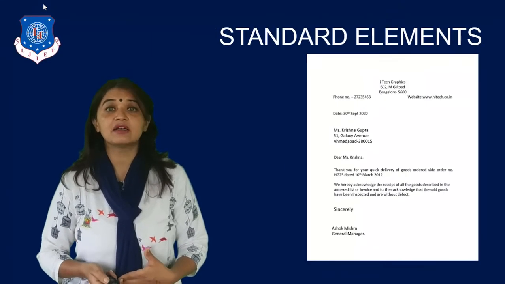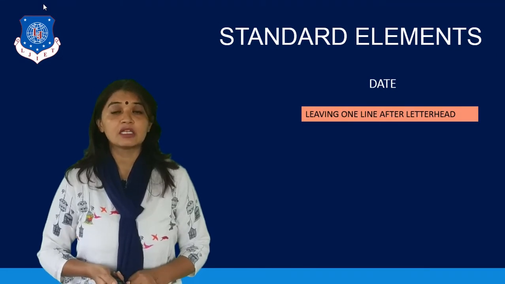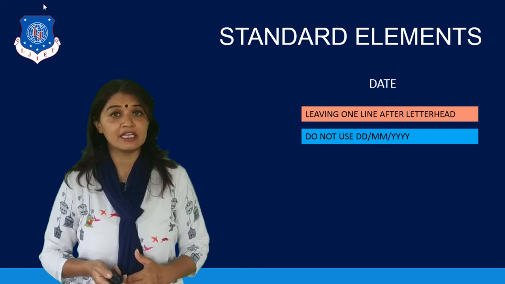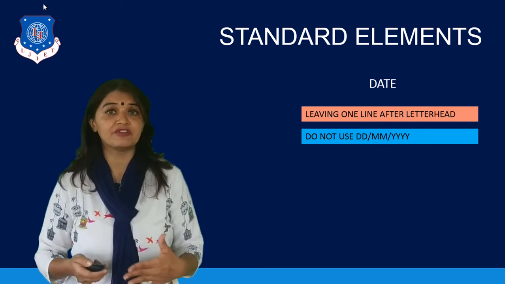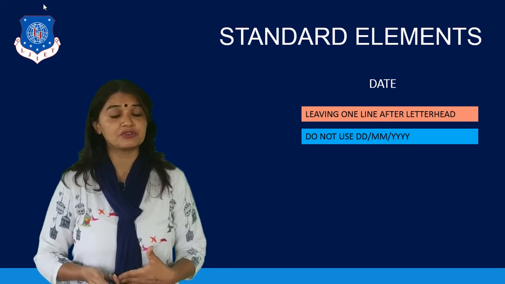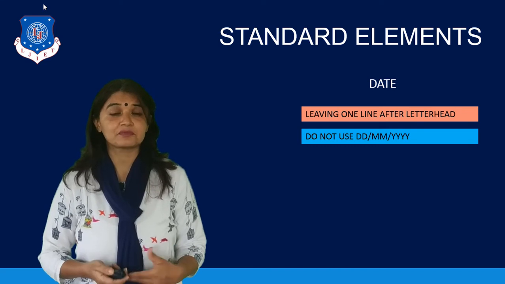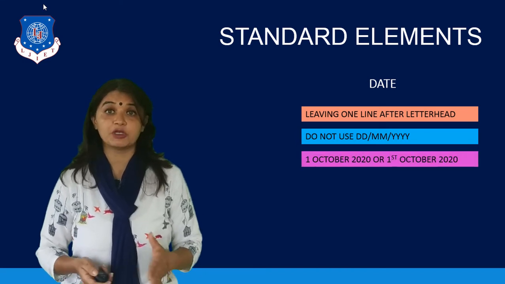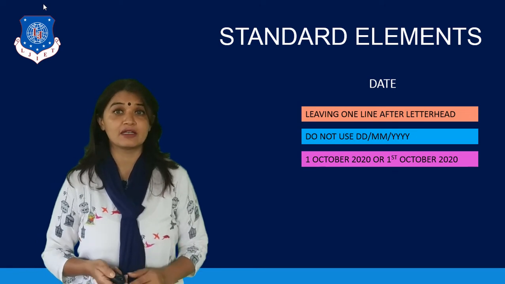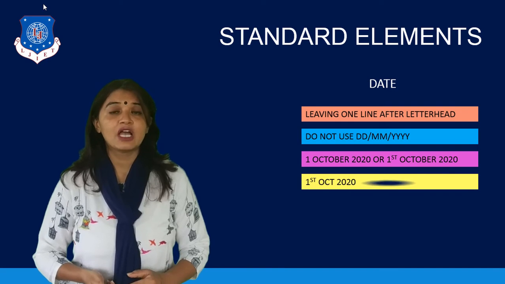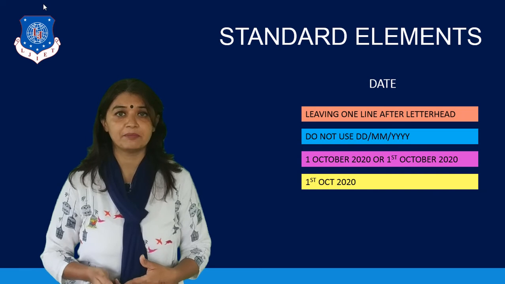Now the next element is the date. Date is written leaving one line after the letterhead. Now will you follow the DD, MM, YYYY date format? No, you should not follow that, because you may have to send the letters to many different countries. If those countries don't follow the same format, then there will be confusion. So that is why you must write in this manner, like 1st October 2020 or 1 October 2020. You can even write the name of the month in a short form like 1 OCT 2020. You may put the comma after the month name, or you may not put the comma after the month name.